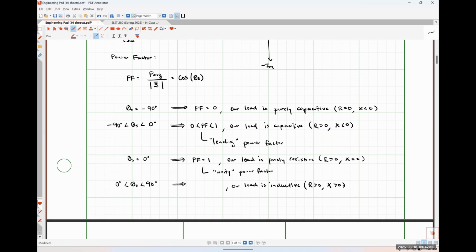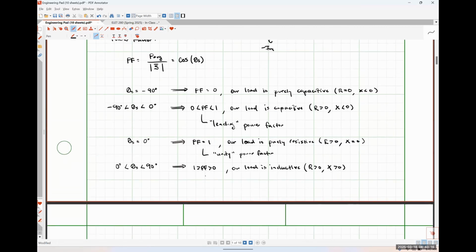And our power factor is going to range from 1 down to 0, right? Because we know that when theta S is exactly equal to 0 degrees, our power factor is 1. And when theta S is equal to 90 degrees, well, the cosine of 90 is 0. Okay. These are what we're going to call lagging power factors.